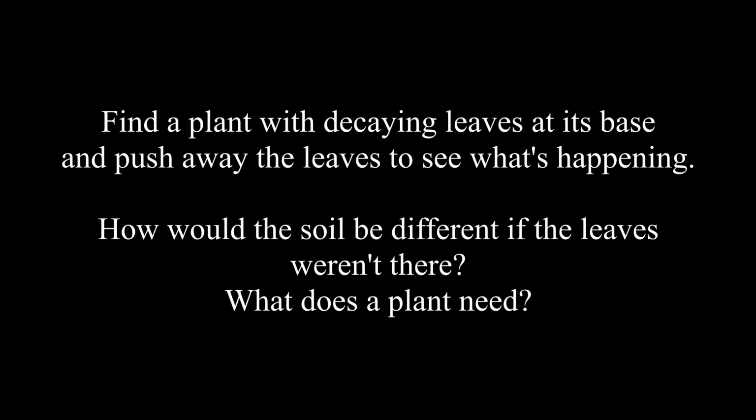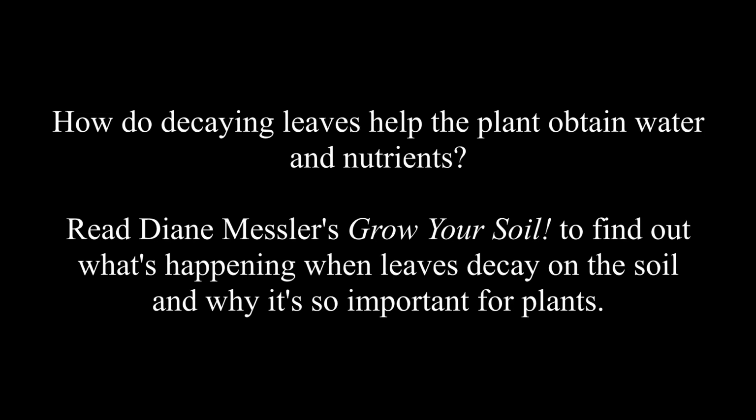Find a plant with decaying leaves at its base and push away the leaves to see what's happening. How would the soil be different if the leaves weren't there? What does a plant need, right? So it needs the photosynthesis, but it needs lots of other things too. What are those other things that plants need to live? How do decaying leaves help the plant obtain water and nutrients? Read Diane Messler's Grow Your Soil to find out what's happening when leaves decay on the soil and why it's so important for plants.